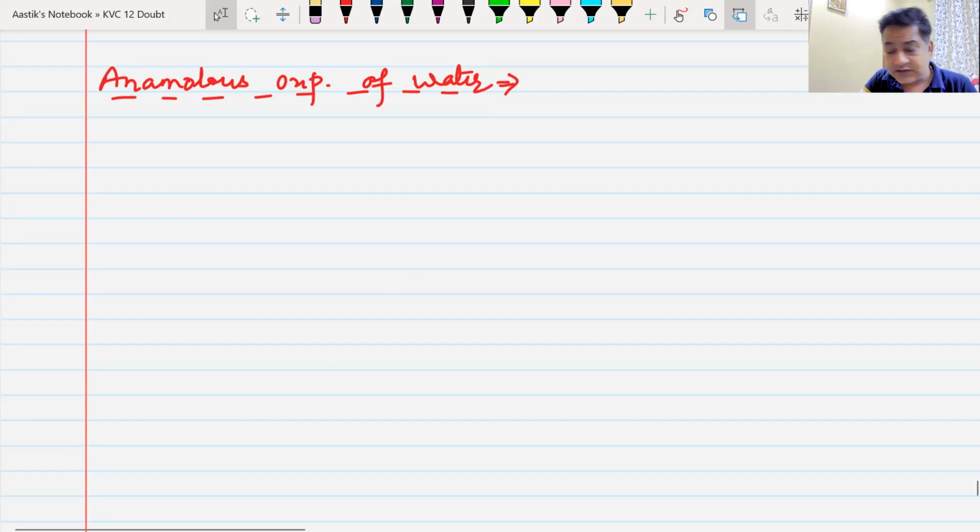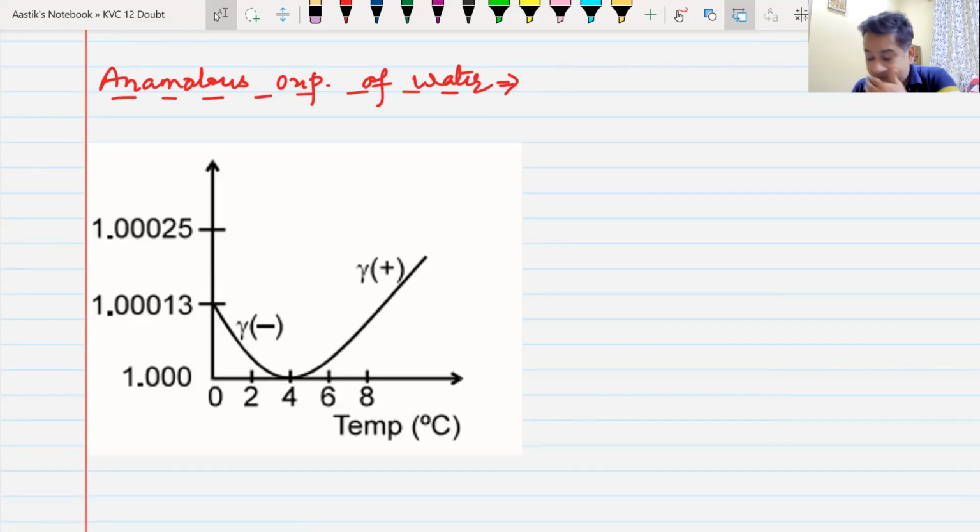That means the density of water, or the volume of water, if I increase the temperature from 0 degrees Celsius up till 4 degrees Celsius, instead of contracting, it expands. The density of water is maximum at 4 degrees Celsius. This is known as the anomalous expansion of water. Do we understand this? After 4 degrees Celsius, if you heat up water, it is going to expand and the density is going to decrease.